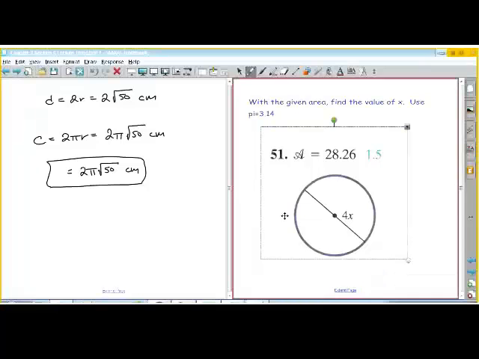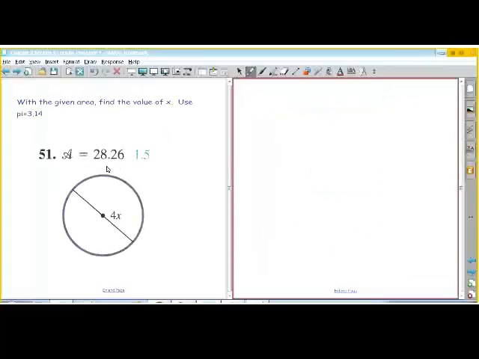So this is one of these algebra problems. In this case, they tell you to use pi as 3.14, which is an approximation. This is problem 51. It says, with the given area, calculate x. The diameter is 4 times x. So what we would do is say the diameter is 4x, because it's showing the entire distance. Therefore, the radius is 2x. Radius is half the diameter.